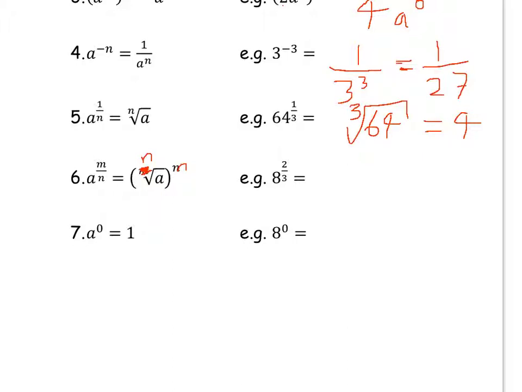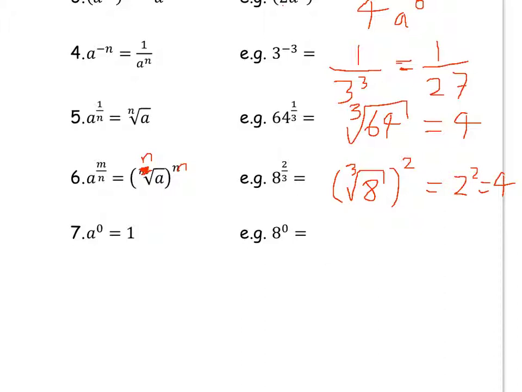Let's have a look at an example: 8 to the power of 2/3. A nice idea here is to split it into a couple of parts. Firstly, 8, and we're looking for the cube root, so 3, because that's the bottom number, and then we're going to put that all squared. So the cube root of 8 is 2, and we're squaring that to make 4.